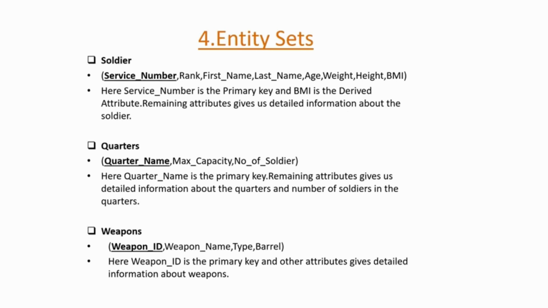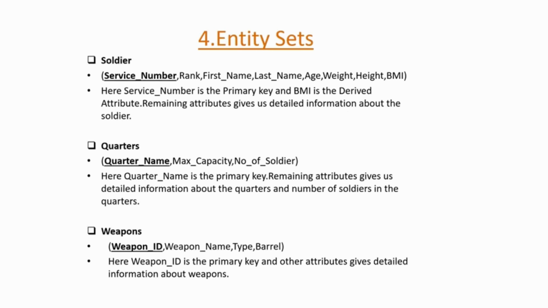Next we come to the entity sets. Each entity set will later take the shape of a table. Keep this in mind. The first entity is soldier, with the service number as its primary key. Other attributes are rank, first name, last name, age, weight, height, and BMI, which stands for body mass index. Remember that BMI here is a derived attribute.